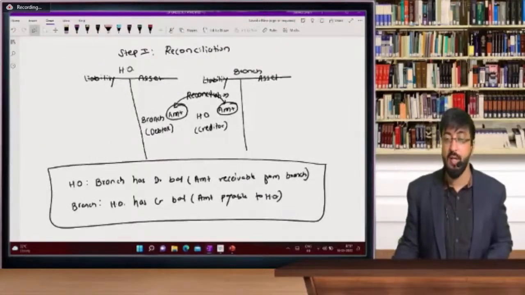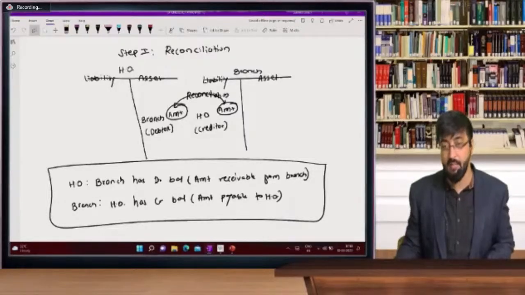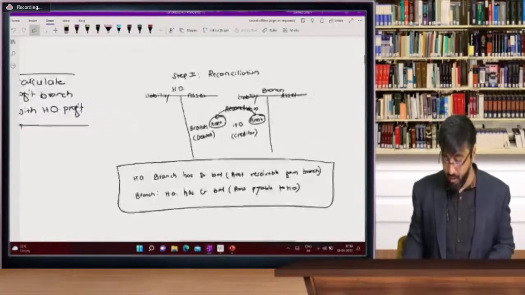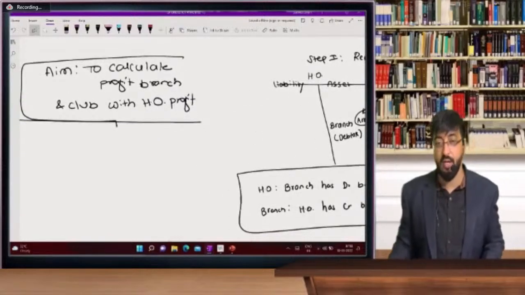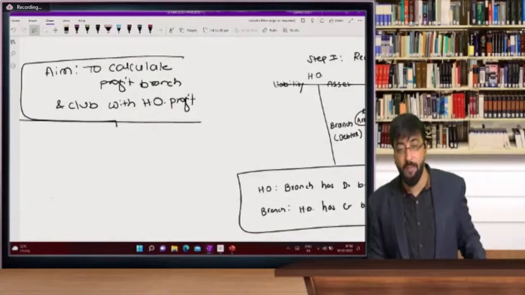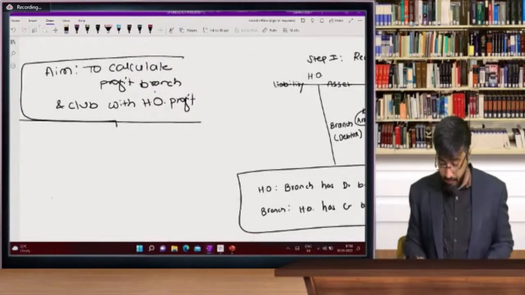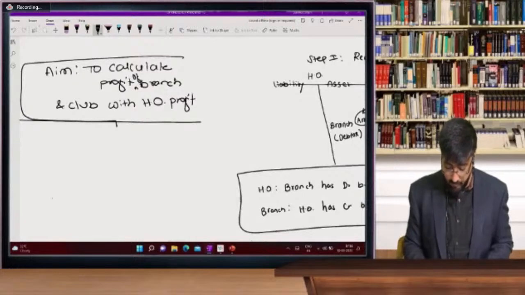So now what are the steps for reconciliation? Independent branch is basically divided into two parts that I will tell you later. So you can write now, independent branch. Ab pehle independent branch likho. You can write the aim: to calculate profit, branch profit, profit of branch, and club with HO profit.